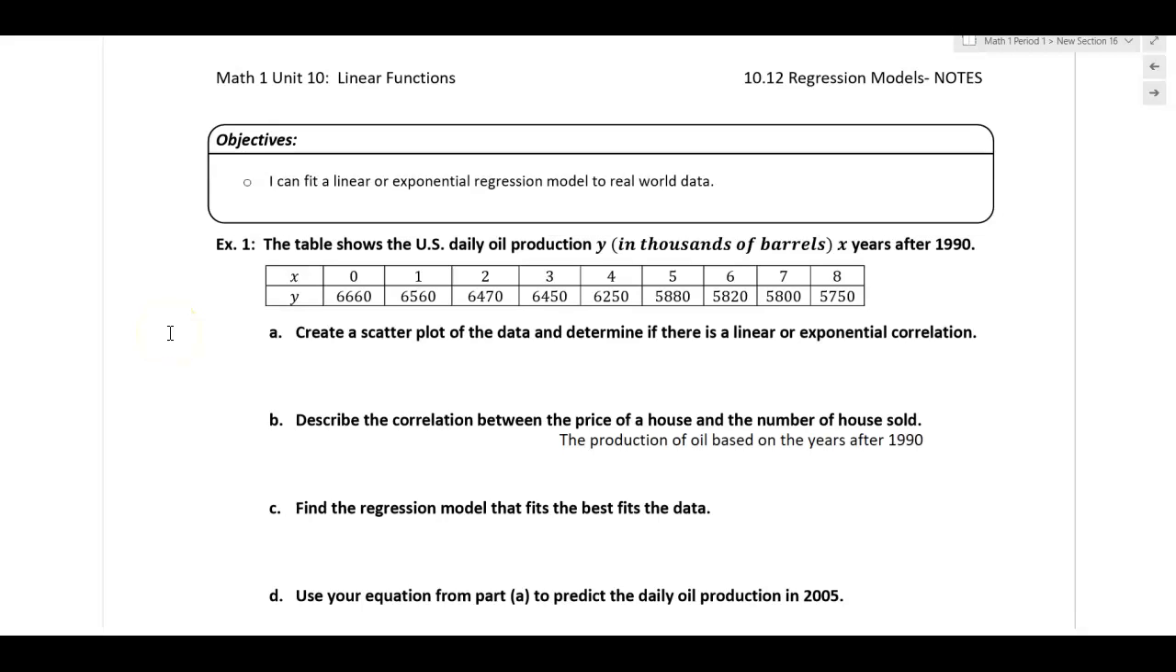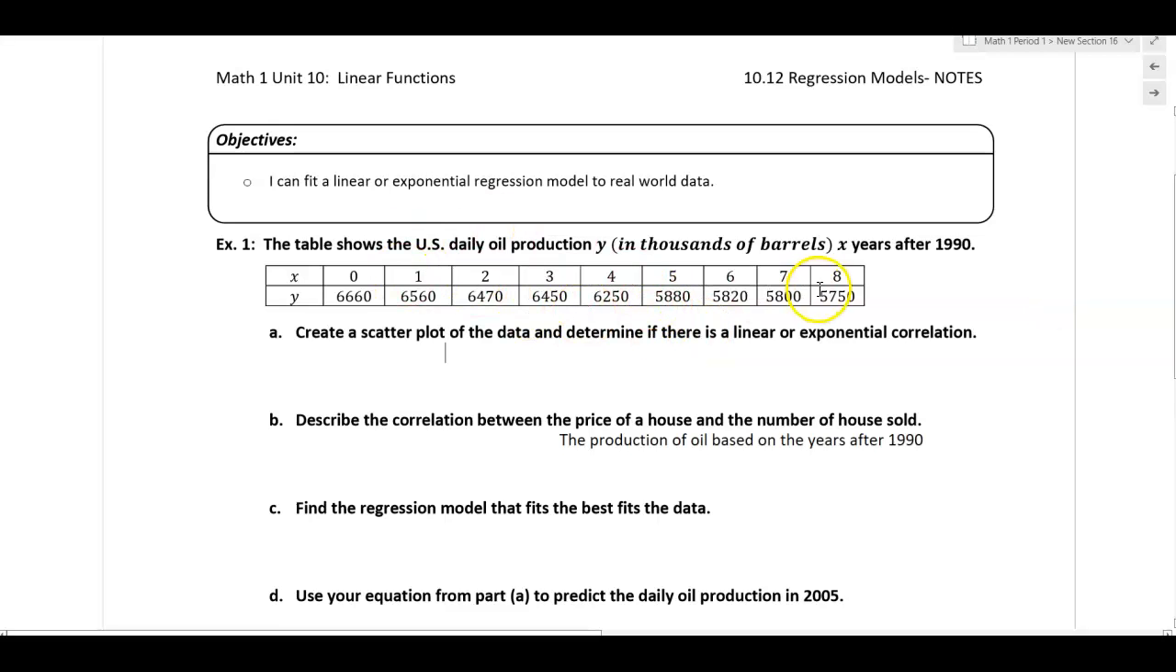Hello, Math 1. So this lesson's on 1012, which is how do we use these regression models in real-world applications. When I break this down, the first part says the table shows the U.S. daily production Y, X years after 1990. Okay, so here they show you in your table. So 0 would be equivalent to 1990. 1 would be equivalent to 1991. And if you look at the Y values, those are the barrels of oil produced in those years.